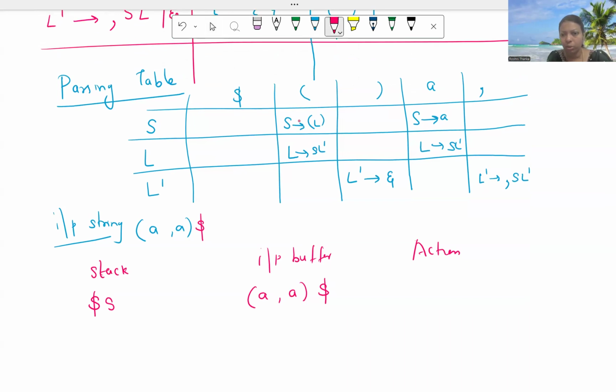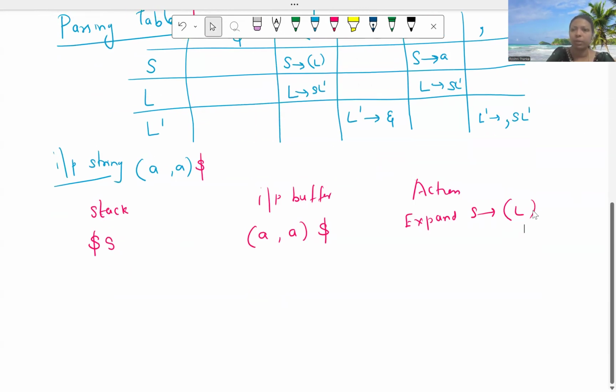So you have to expand S on open. S derives, see here, S on open parenthesis, the production is S derives this. So now S should be expanded with this. So when you push it in the stack, you have to push it in reverse, then only this will be in the top of the stack. So now dollar S, instead of S, you have to expand the S as close parenthesis L open parenthesis. And here we have this.